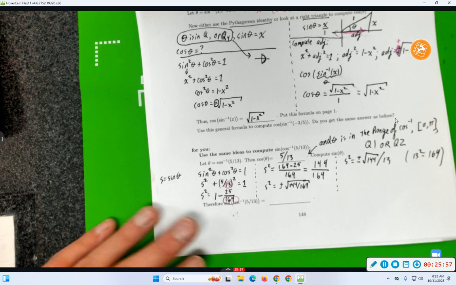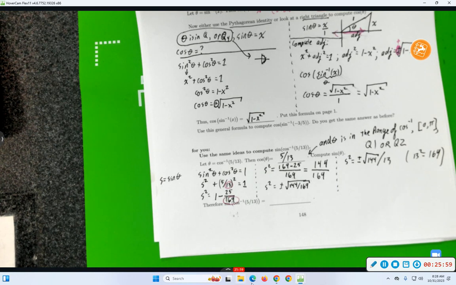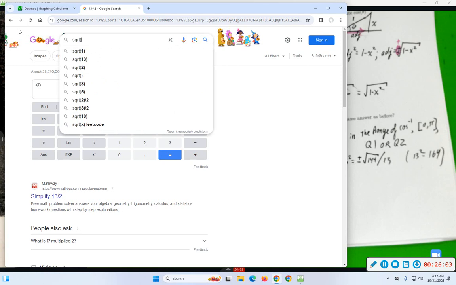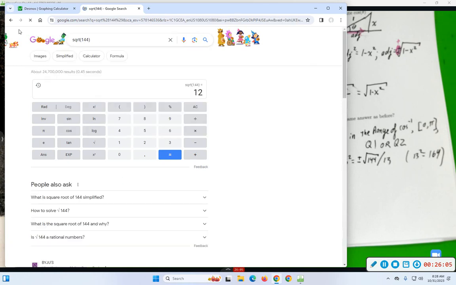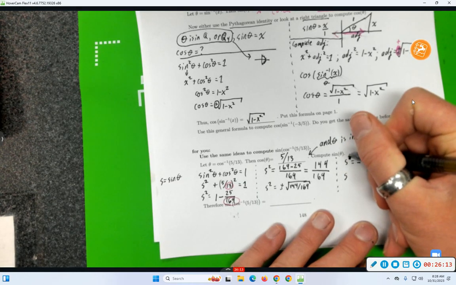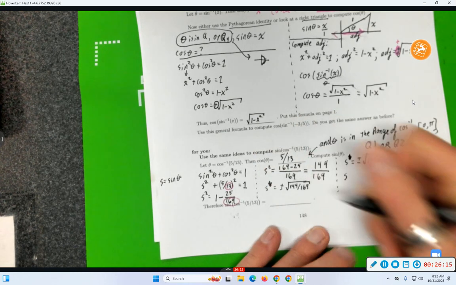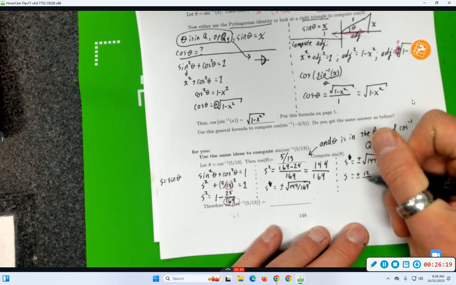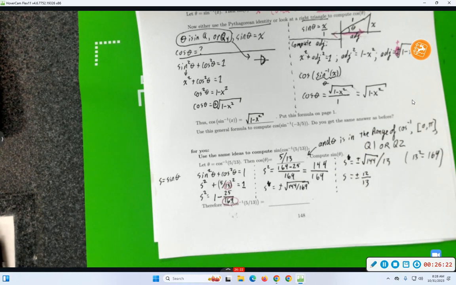How about that 144? You might recognize what that is as a perfect square, but even if you don't, you have access to a machine. Square root of 144 is 12. So apparently s, oh, nope, I undid the square by taking the square root. The squares should go away. S is equal to plus or minus 12 over 13. Let's deal with the plus or minus. It can only be one or the other.